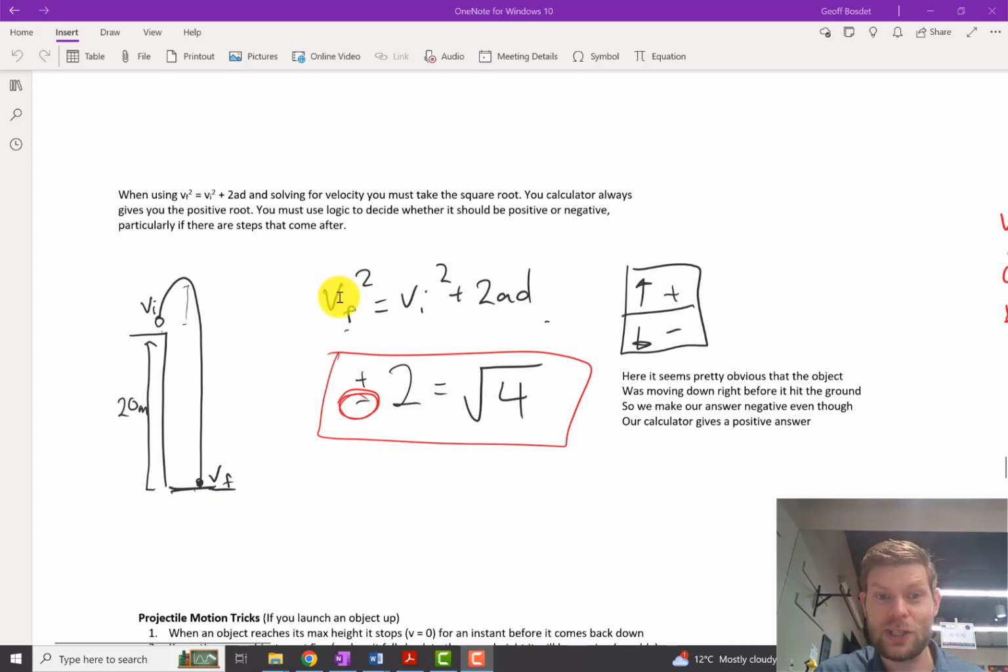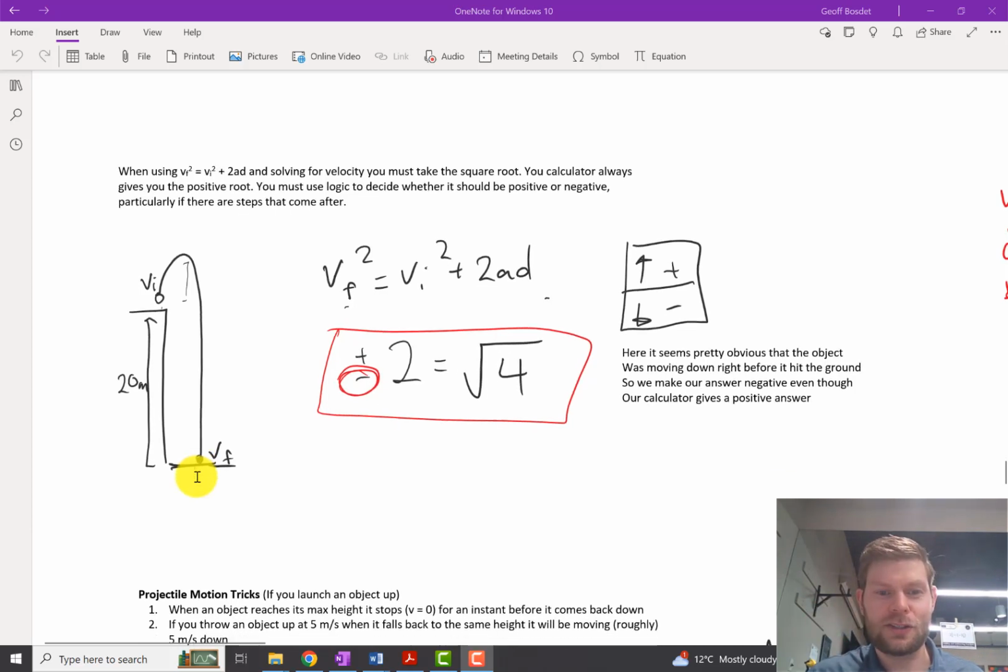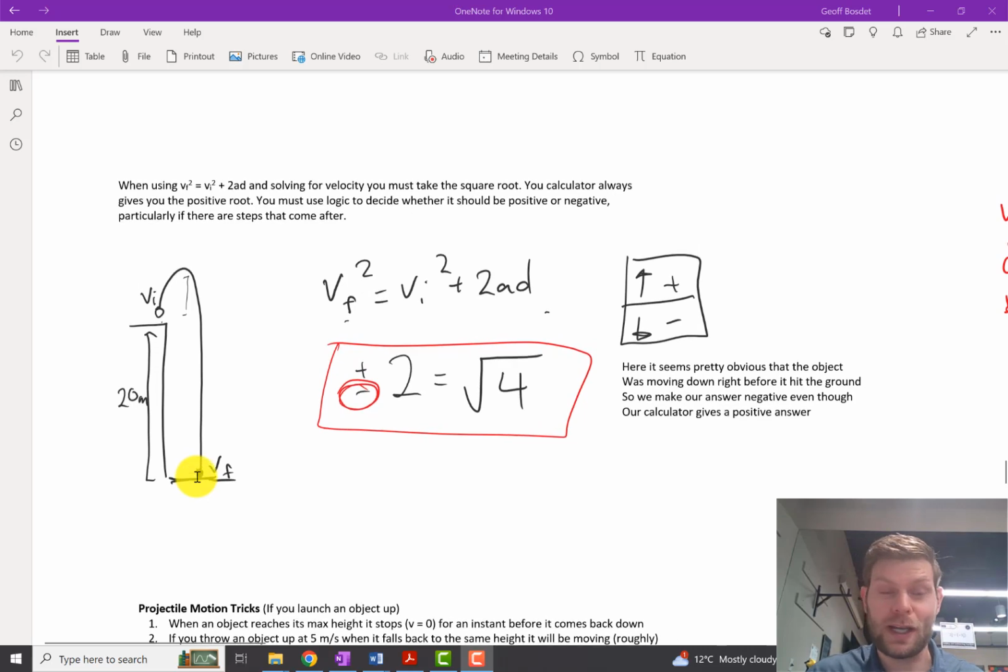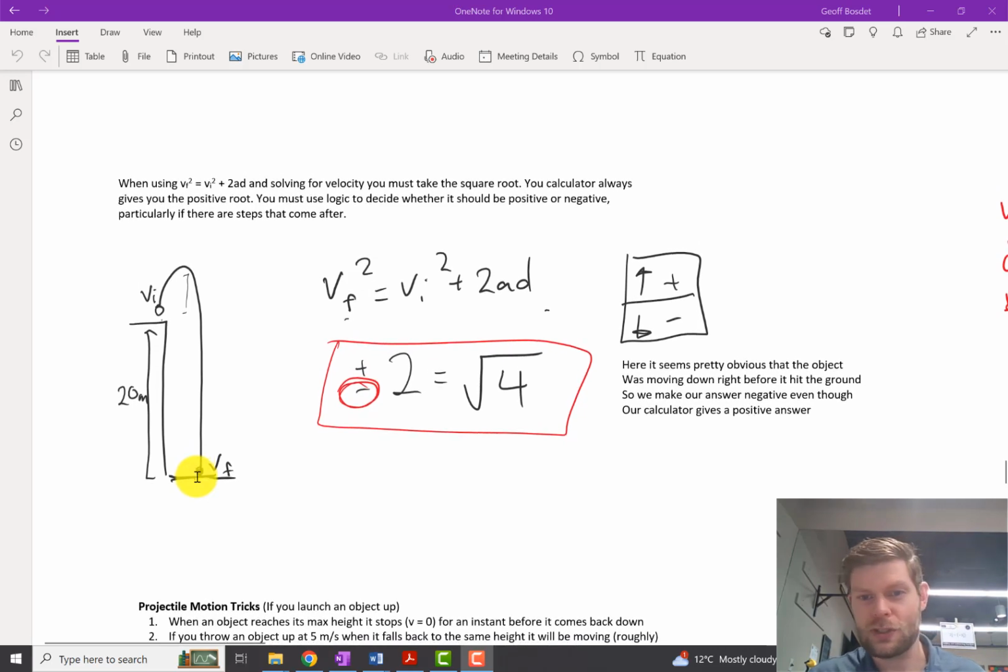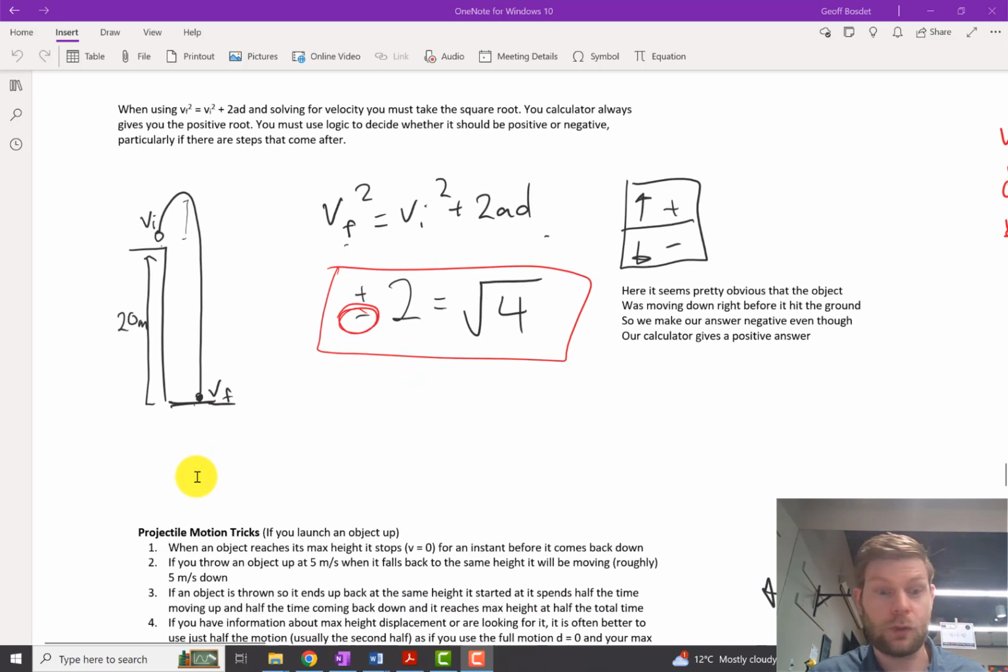So anytime you take the square root of any number, you've got to use logic to decide, like, I bet it was moving down right before it hit the ground. I've made down negative, so I'm going to choose, even though my calculator says that my velocity should be 2, to make it negative 2, because I know it was moving down right before it hit the ground. So be careful anytime you take the square root. Use your logic to decide on the sign, because that can get you completely the wrong answer if it's a two-step problem, rather than just it's negative when it should be positive, or vice versa.